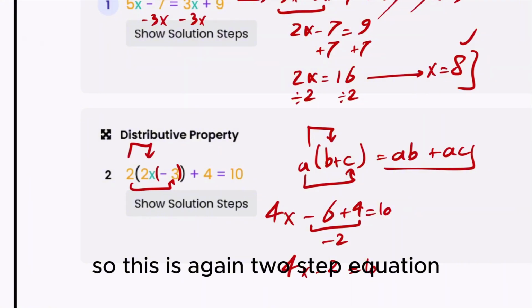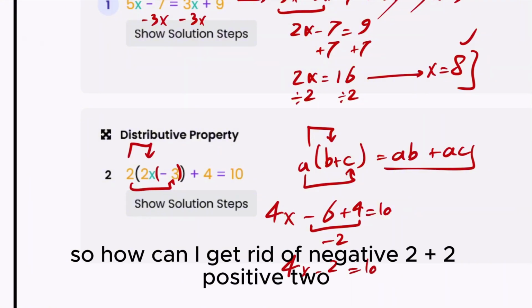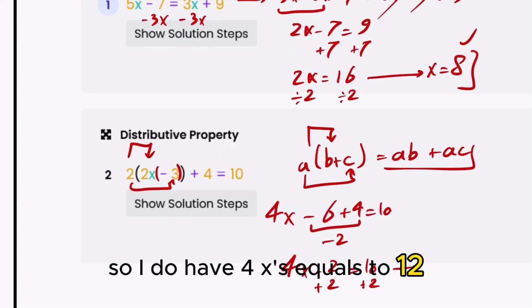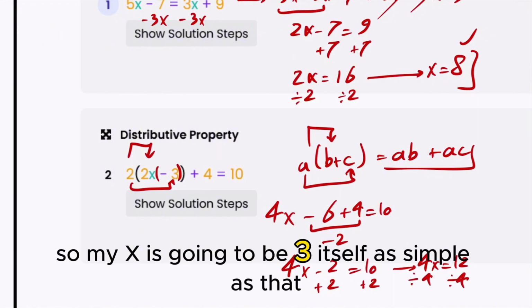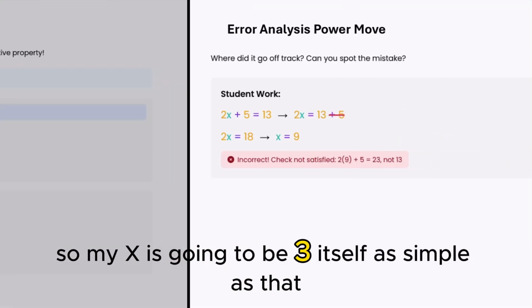So this is, again, a two-step equation. So how can I get rid of negative 2? Positive 2, positive 2. So I do have 4x is equal to 12. The second step would be divided by 4, divided by 4. So my x is going to be 3 itself, as simple as that.